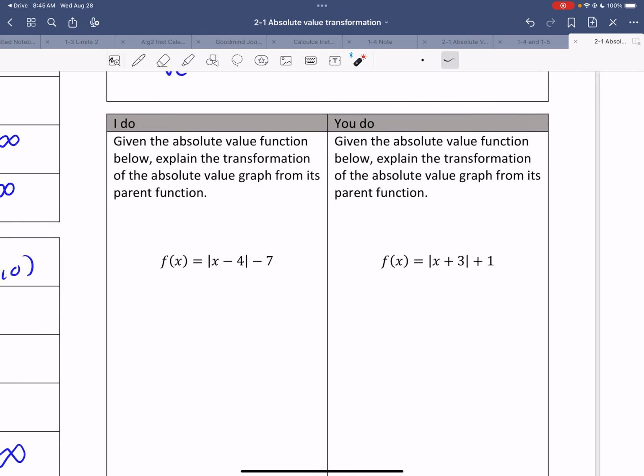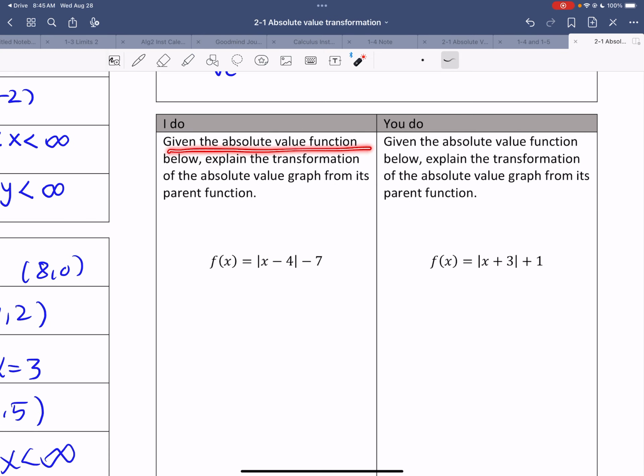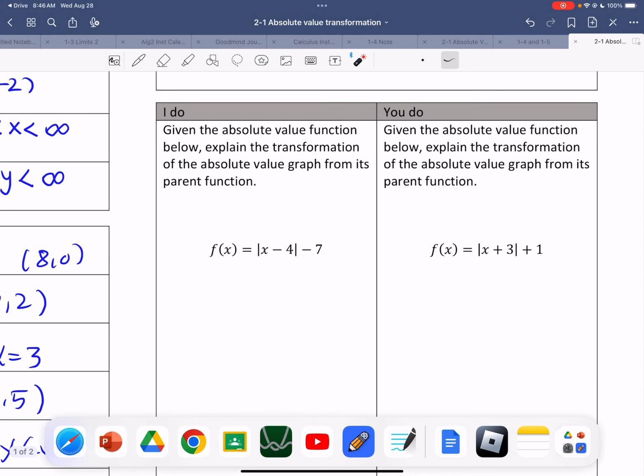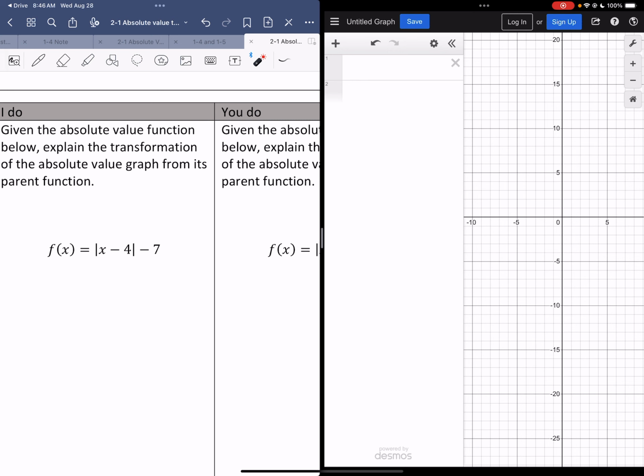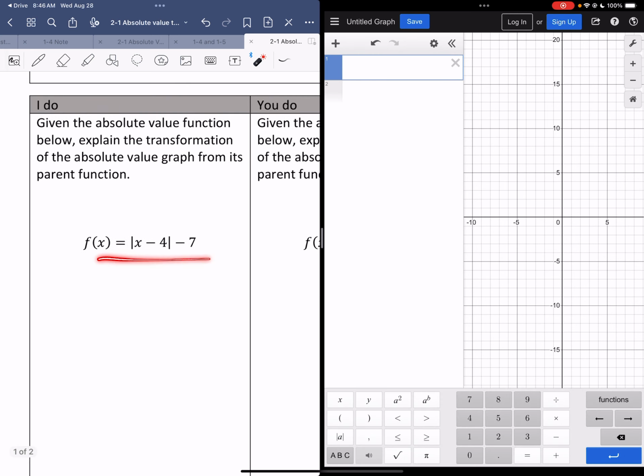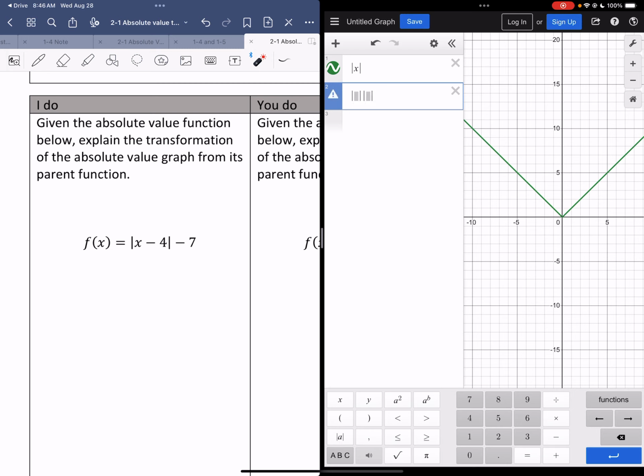So let's look at it. Given the absolute value function below, explain the transformation of the absolute value graph from its parent function. So the question is, what is the parent function? Do you see I had a graph here? The parent function is the absolute value of x. If you don't know where to find this absolute value, it's right here above ABC in Desmos. So that's the parent function.